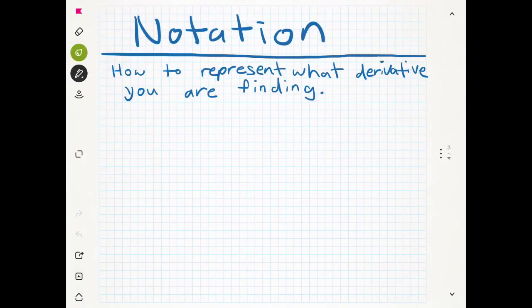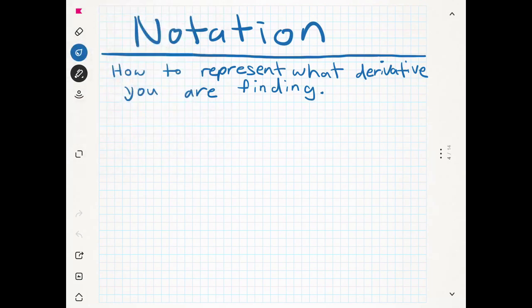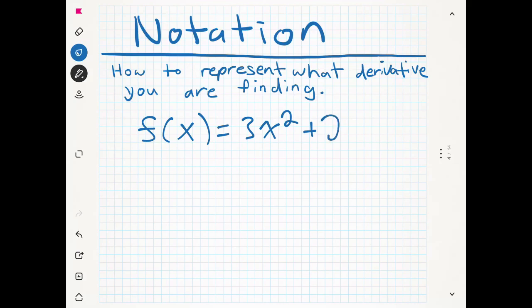All right, so notation. How do we represent, for example, taking the derivative of something multiple times? Let's say I have a function f of x is equal to 3x squared plus 2. Let's say I don't want to find the first derivative, I want to find the second derivative. How can I write that using all the types of notations that I learned for derivatives?